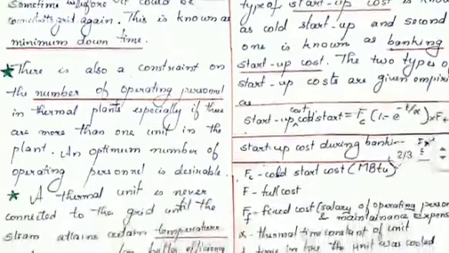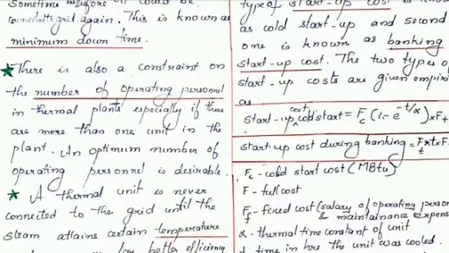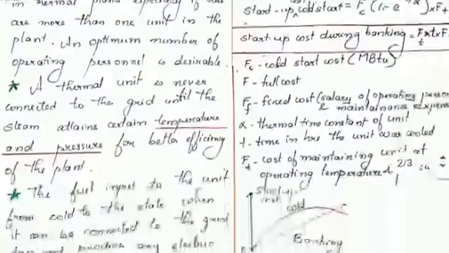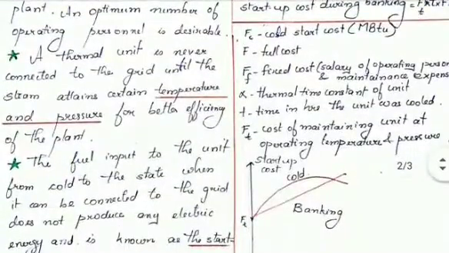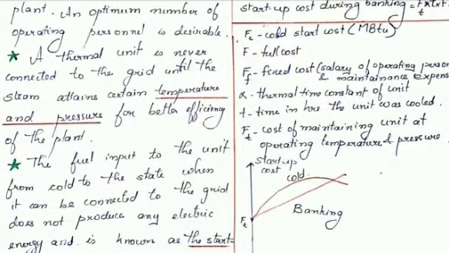Now we are going to the third constraint, that is the number of operating personnel. There is a constraint on the number of operating personnel. We cannot appoint many operating personnel; it should be an optimum number. In thermal plants, especially if there is more than one unit in the plant, an optimum number of operating personnel is desirable. It should be enough to operate the units which are available in the plant.